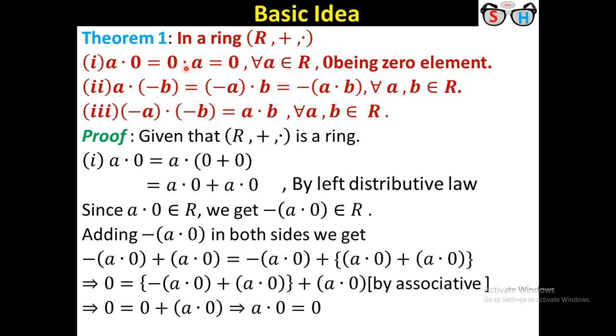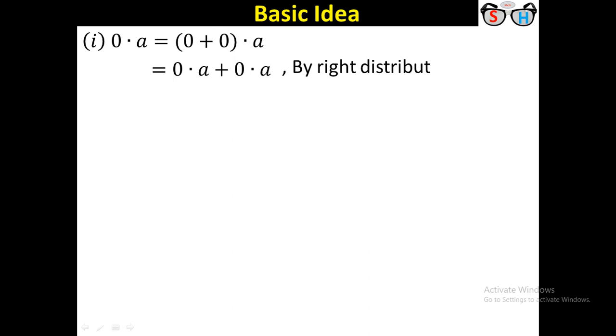Now we have to prove that 0 dot a equals 0. This is in a similar way. Here I write down 0 dot a equals 0 plus 0 dot a, and then we have to use the distributive property. Here I use (a plus b) dot c equals a dot c plus b dot c. Therefore 0 dot a plus 0 dot a occurs due to the right distributive law.